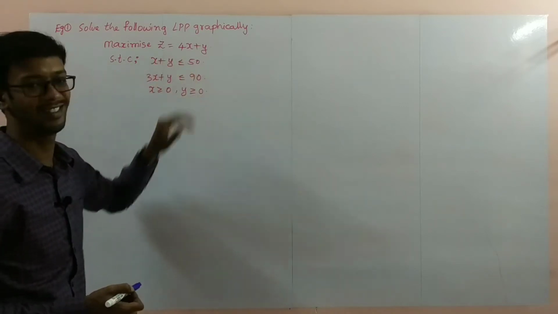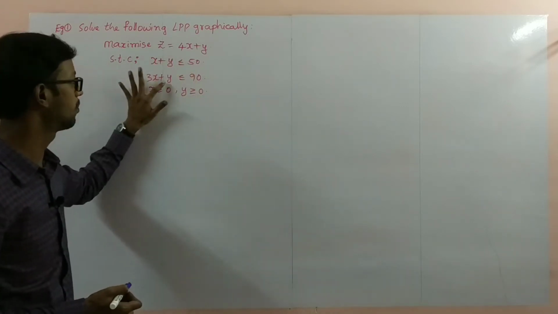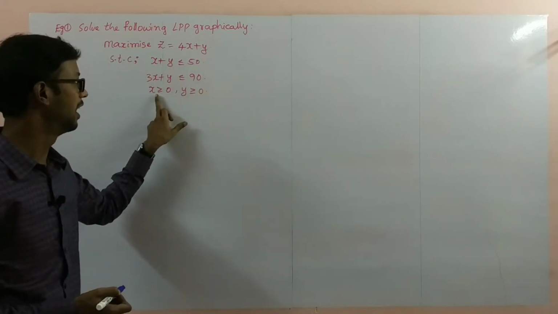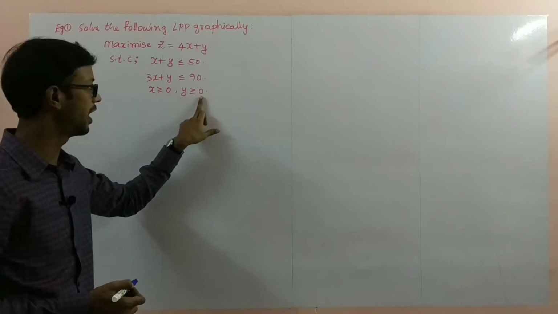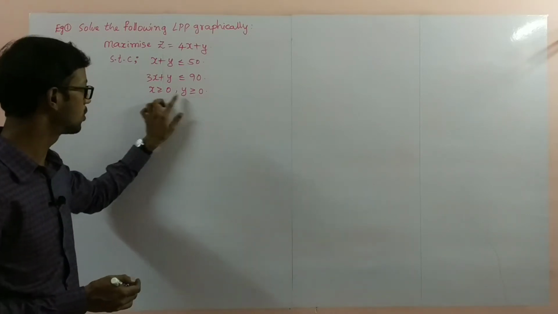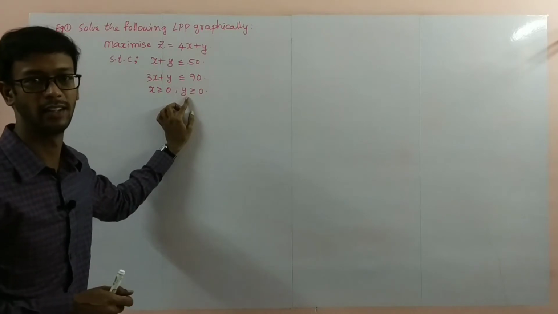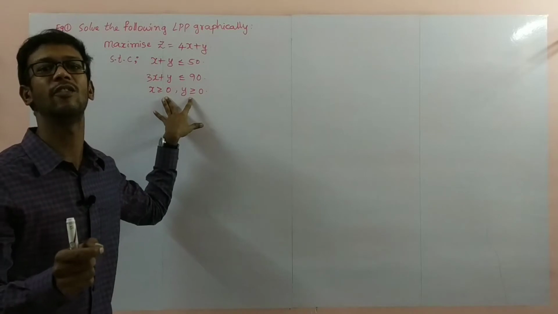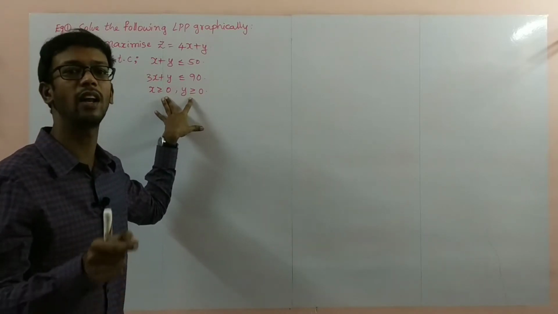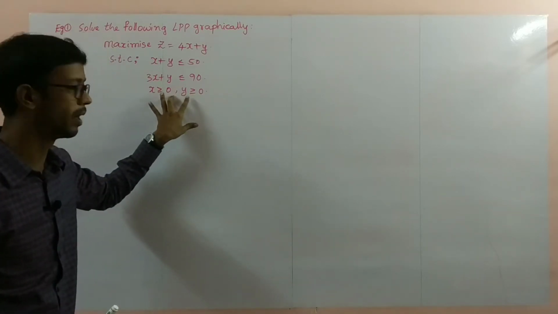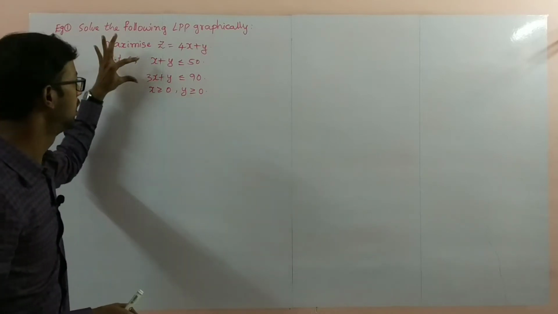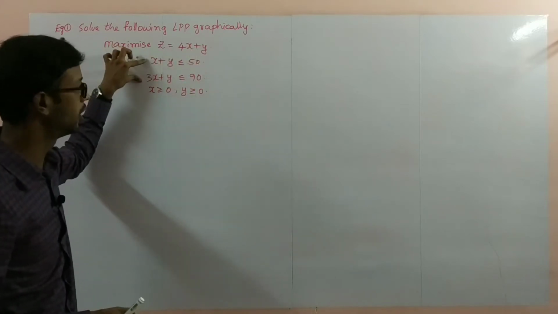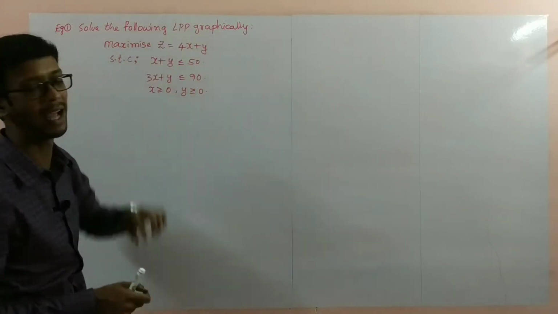x plus y is less than or equal to 50. 3x plus y is less than or equal to 90. x is greater than or equal to 0. y is greater than or equal to 0. These two are called non-negative constraints. In the introduction also we discussed these two are non-negative constraints. The x and y values are compulsorily positive or equal to 0. That is mentioned by these two inequalities. These two linear inequalities we will use, and in the last step we'll use them to maximize z.